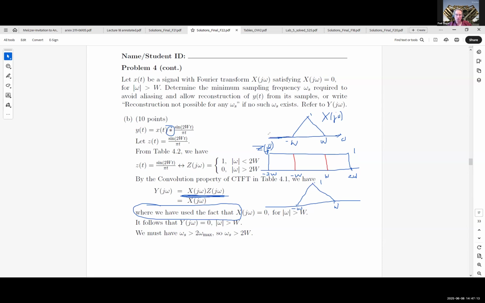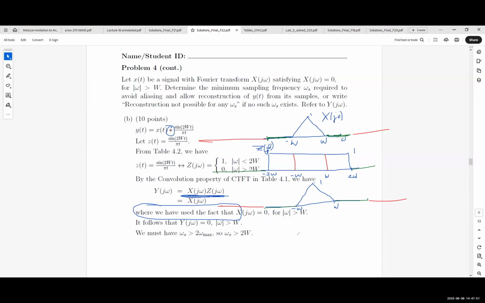But outside of that region, z of j omega is still equal to 1, but x is equal to 0, right? Over in this region, we're multiplying that 1 from the z of j omega by 0 from the x of j omega. That means we're going to get 0 out here. And we're going to get 0 everywhere because z of j omega is 0 outside of minus 2w to 2w, and so is x. So we're going to be multiplying 0 times 0 in that region, and we get all zeros out there. So all we get is just a copy of x of j omega. Right. Okay, that makes sense.